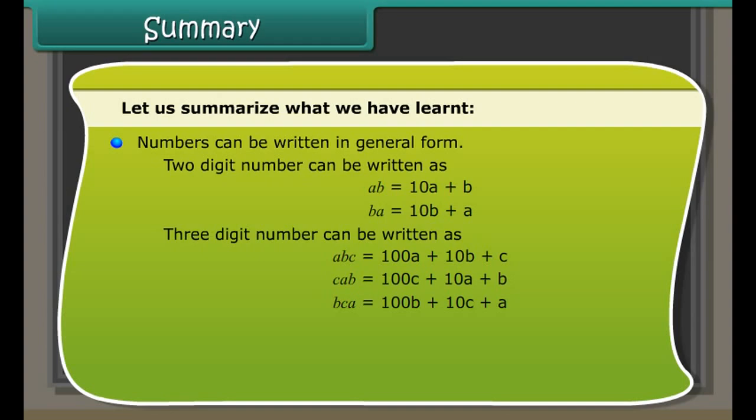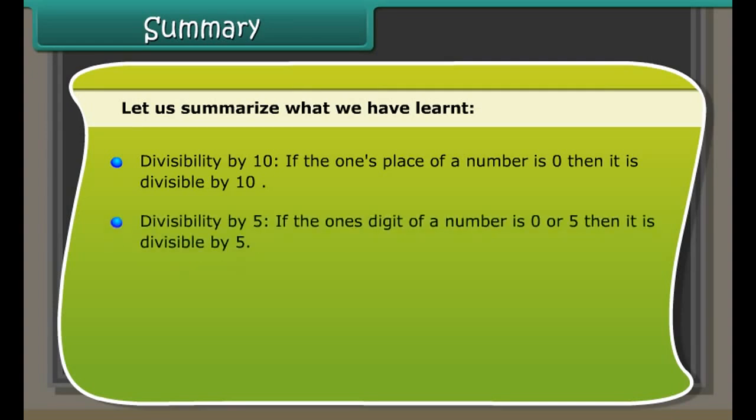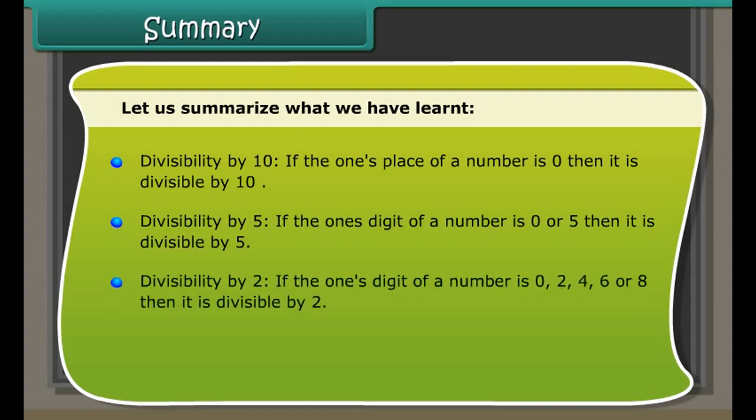Example: check the divisibility of 12345678 by 9. Solution: the sum of the digits is 1 plus 2 plus 3 plus 4 plus 5 plus 6 plus 7 plus 8, which is 36. This number is divisible by 9. Therefore, 12345678 is divisible by 9. 12345678 upon 9 is equal to 1371742.